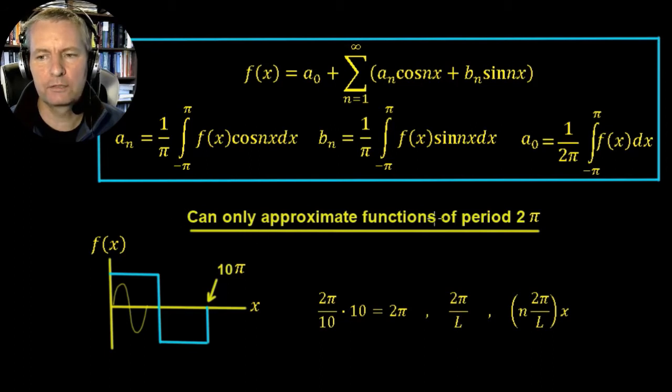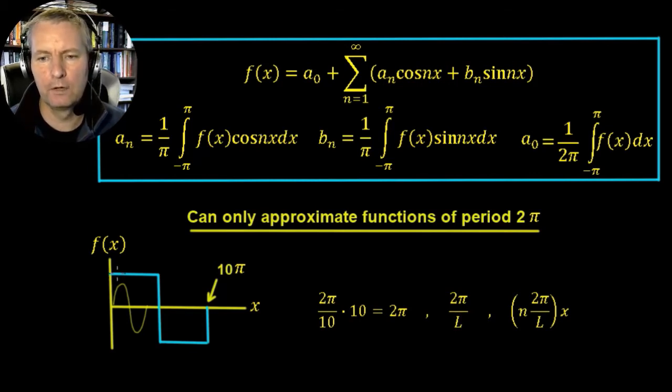It can only approximate functions of period 2 pi because the sine and the cosine are functions of period 2 pi, so they will end up with the crossover point being multiples of that 2 pi. Now that's not much good. We want to be able to approximate any function.